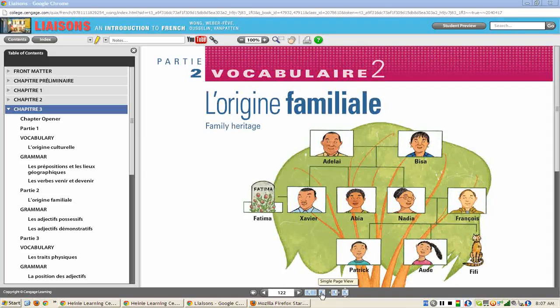Bonjour. Voilà, nous sommes devant la partie 2, vocabulaire 2, chapitre 3, l'origine familiale, so family heritage. Notice that this chapter, the first part, looks at vocabulary. The second part is going to look at possessive adjectives and demonstrative adjectives.